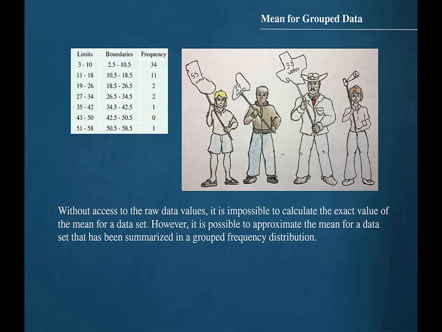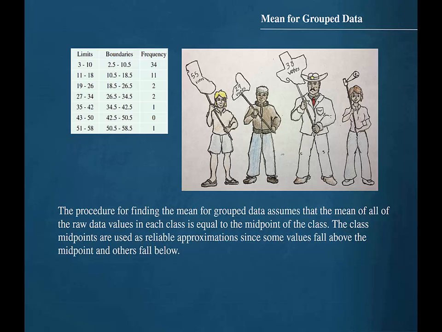grouped frequency distribution. The procedure for finding the mean for grouped data assumes that the mean of all of the raw data values in each class is equal to the midpoint of the class. The class midpoints are used as reliable approximations since some values fall above the midpoint and others fall below.